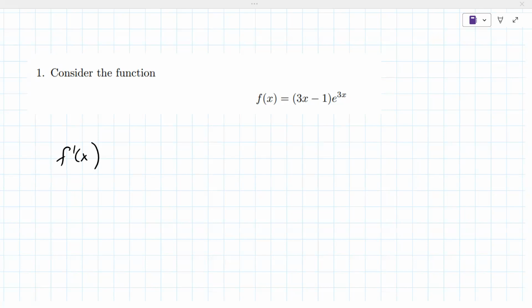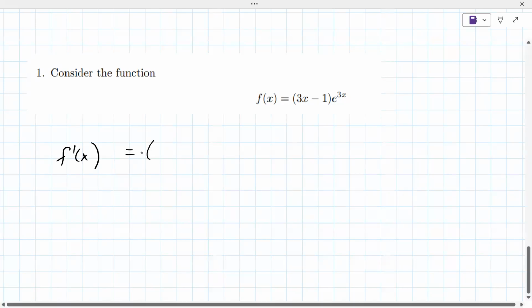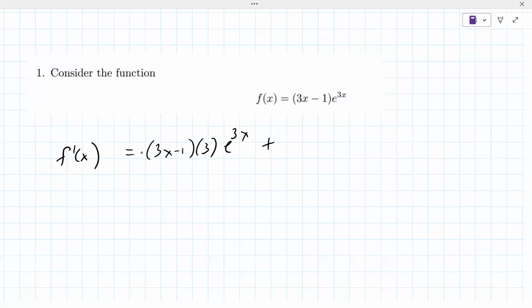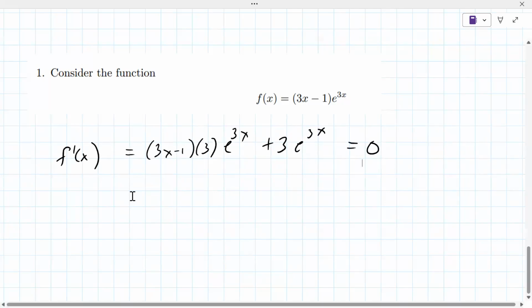Okay, I did f prime of x equals (3x minus 1) times 3 times e to the 3x plus 3 times e to the 3x. Okay. Now could you set this equal to 0 and solve for x?